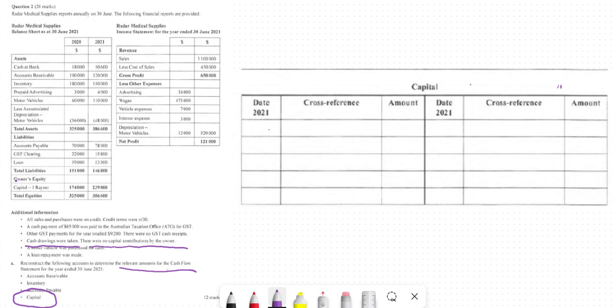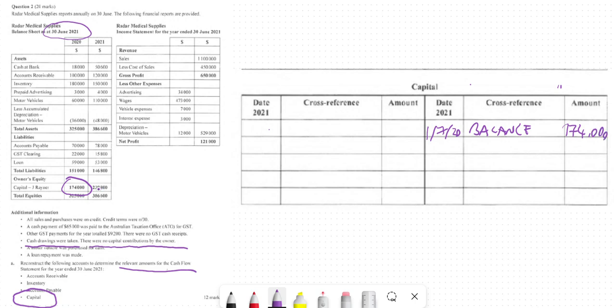So if we look over here in our balance sheets, at the end of 2020, we had a balance of 174. That's going to be our starting balance. Our reporting period ends on the 30th of June 2021. So this would have been, if we backtrack, 1st of July 2020. Our balance goes on the credit side because this is an owner's equity account and this is our opening balance.